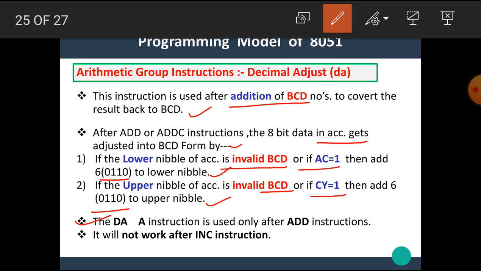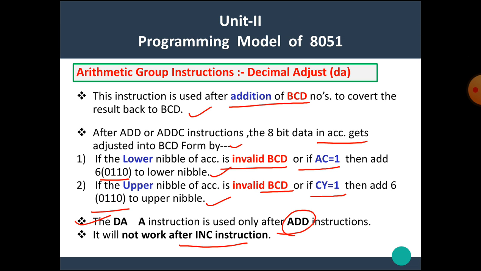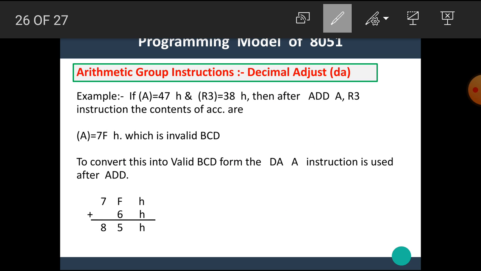to make it the valid BCD. The DAA, that means the decimal adjust accumulator instruction, is used only after the ADD instruction. It will not work after INC, that means the increment instruction. For example, if A is 47H and R3 is 38H, then after the ADD A, R3 instruction, the contents of the accumulator are A is 7FH.